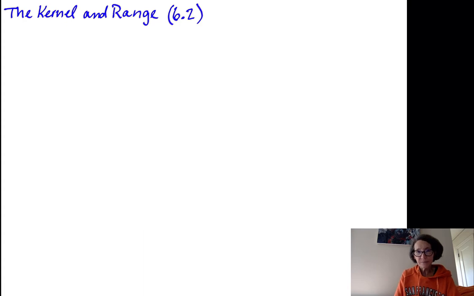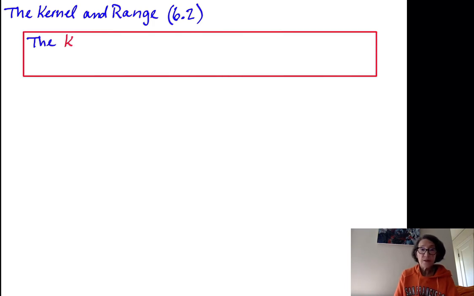Hi, welcome back. In this video, we're just going to define the kernel and the range of a linear transformation, and then we'll learn some properties and do a couple of quick examples. So let's start with the kernel. The kernel of a linear transformation is also called the null space of the transformation.